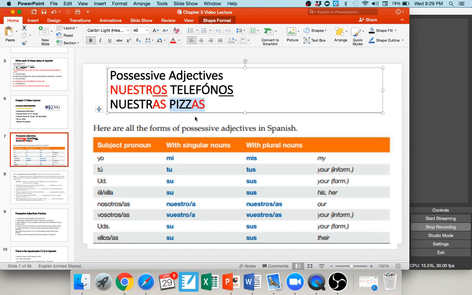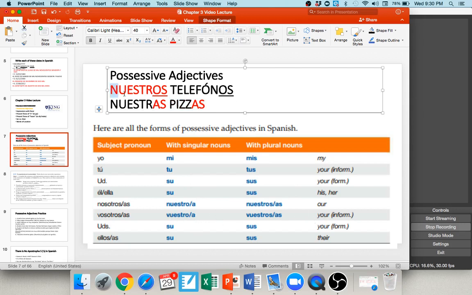So, in summary, with these possessive adjectives, you have to look at the noun that follows. My what, your what, his or her what. You have to look at that what to determine whether or not that possessive adjective is going to be singular, plural, masculine, or feminine.